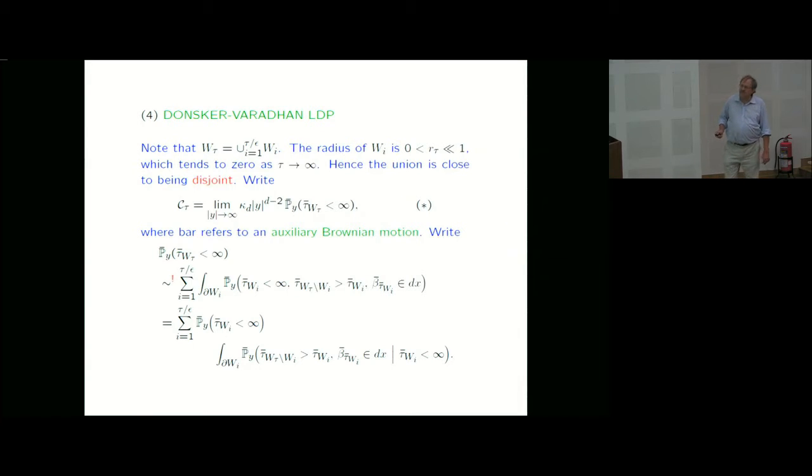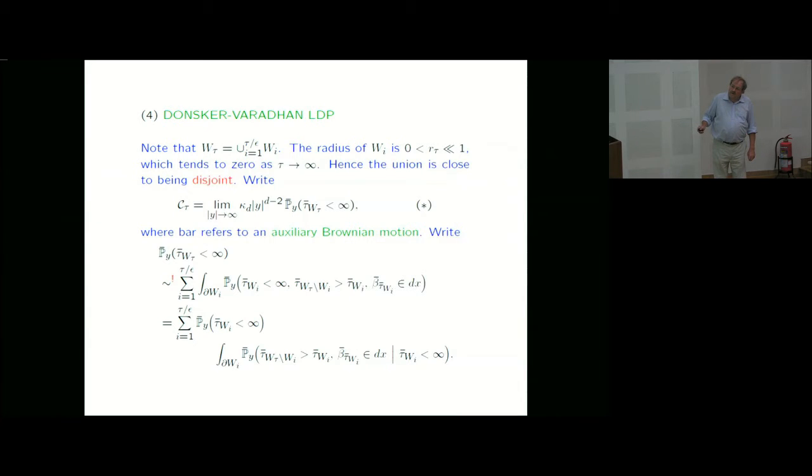I'm looking at my time, so what I do is that I say, okay, my Wiener sausages all have a very small radius, so this union is very close to a disjoint union, because I'm trying to have Wiener sausages that have a tiny radius. And if they're all disjoint, then I can ask, what is the probability that an auxiliary Brownian motion starting from a faraway point y will hit this union? Well, I can distinguish between which of the ith Wiener sausages it hits first.